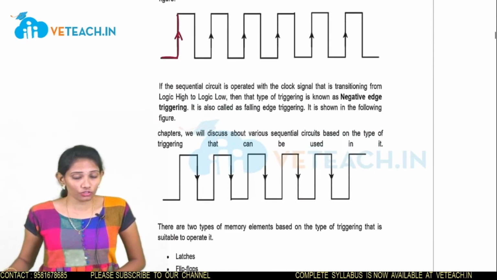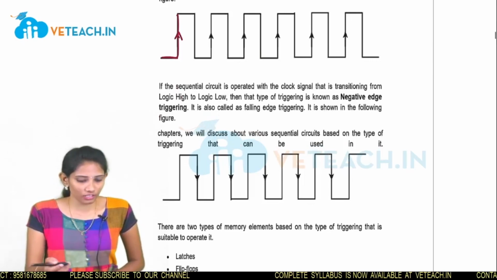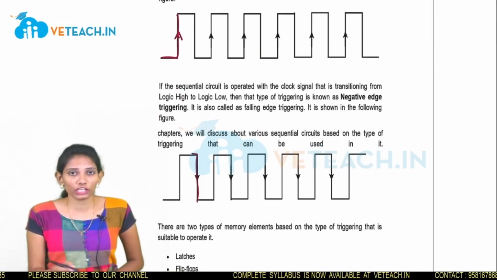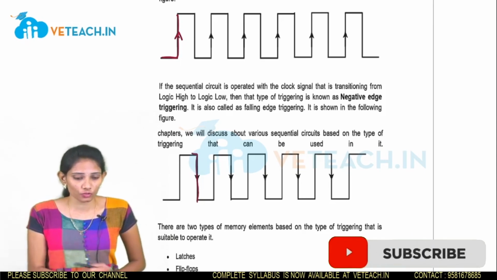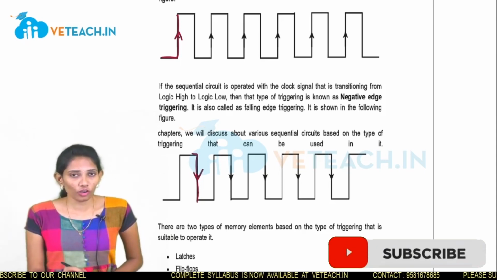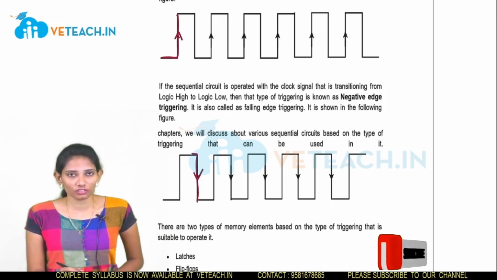And when the clock signal we are taking goes from high logic to low logic, this is nothing but negative edge triggering, and it is also said to be falling edge triggering, okay? So I hope you all understand this sequential circuit.